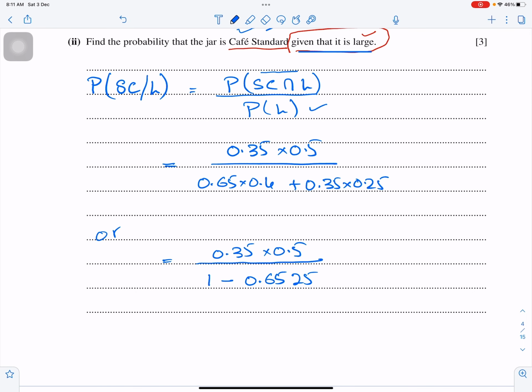If you want to calculate, you will get at the end 0.25179, right? And then you can write it in 3 significant figures, which will be 0.252, right? So I hope it makes sense to you.